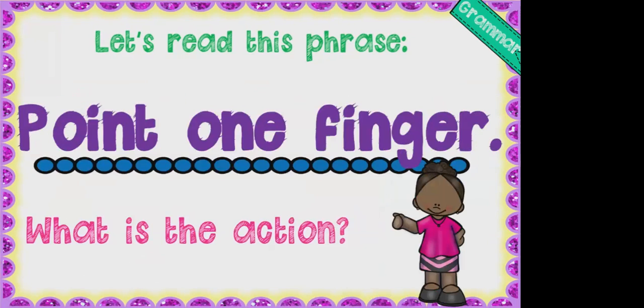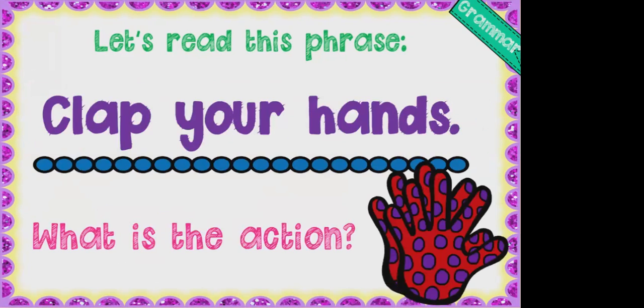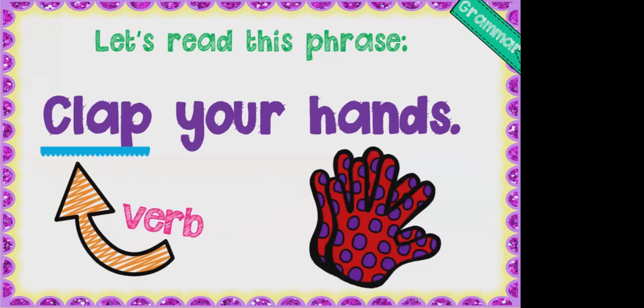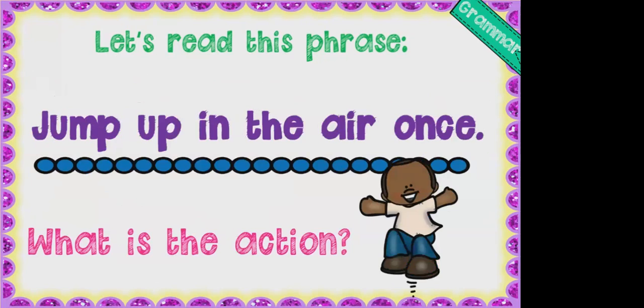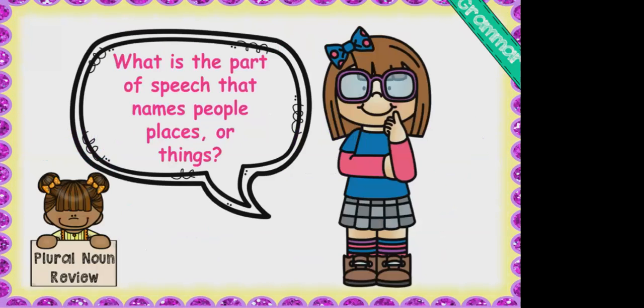Point one finger. What's the action? Point, right? It's the verb. Good job, friends. Clap your hands. What's the action? It's clap, right? That's the verb. Jump in the air. What's the action? Jump, right? That's the verb. What is the part of speech that names people, places, or things?